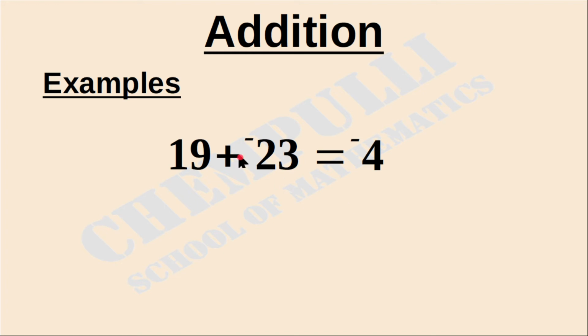Once again, here the number is positive, here the number is negative. In that case, find the difference of 19 and 23. That is 23 minus 19. What is that? 4. Then write the sign of the big number. In 19 and 23 case, which is the big number? 23 is the big number. Then what is the sign of that one? It is negative. Then write that sign here. Negative. Then we will get the answer negative 4.